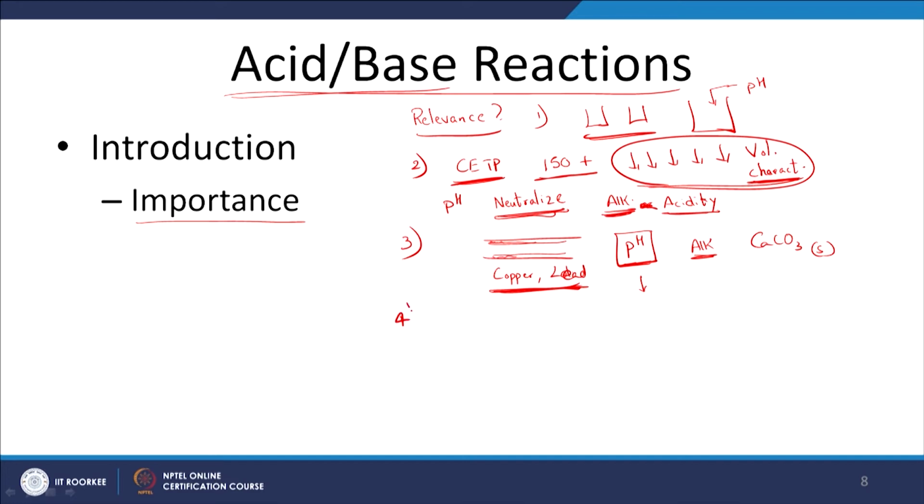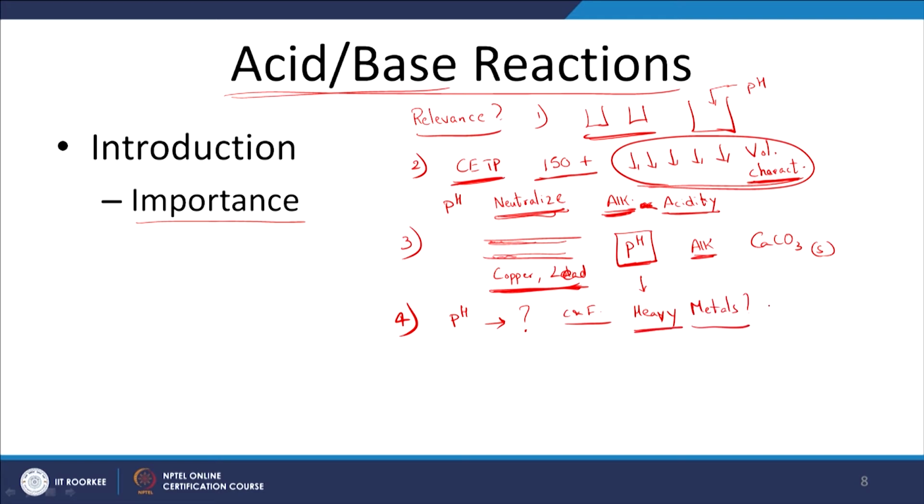Another aspect is that, let's say you know that pH affects the treatment efficiency of various unit processes, right? So how is my pH going to affect various treatment or unit processes like, let us say, coagulation and flocculation, right, or heavy metal removal. How do I remove heavy metals in general?